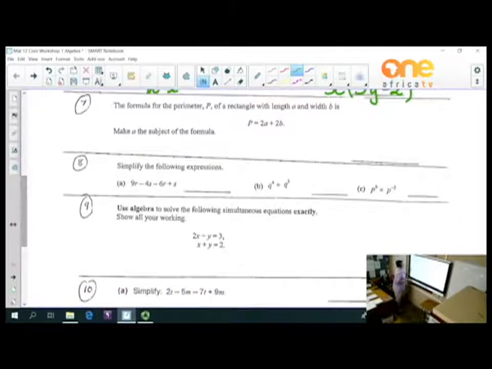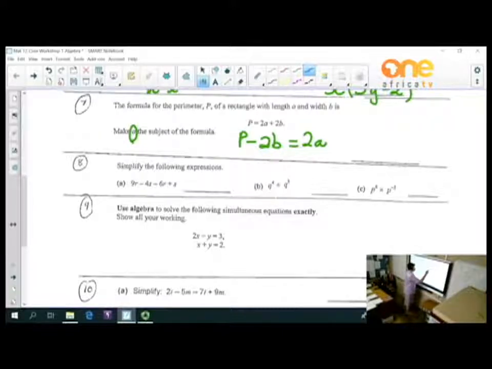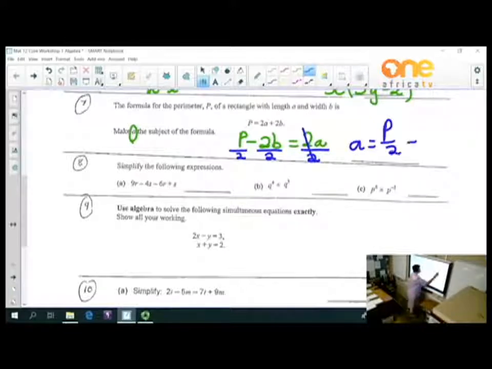Question 7. The formula for the perimeter of a rectangle is given. We all know that perimeter is 2 times the length plus 2 times the breadth. But now they want us to make A the subject. We have to find A. Now, you apply exactly the same rules that you do for numbers. Now it's just with letters. So I'm going to say that P minus 2B is equal to 2A, because A must become the subject. And now I'm going to divide with a coefficient, so I'm dividing by 2. It will cancel out here, and here you will divide by 2. So the answer is then A is equal to P over 2 minus B. There's your changing of the formula.